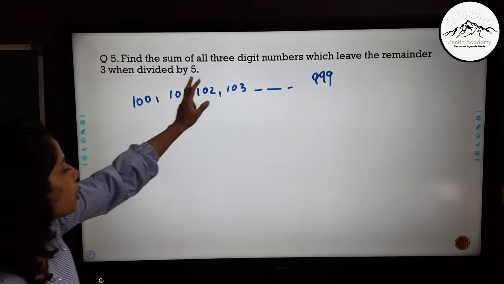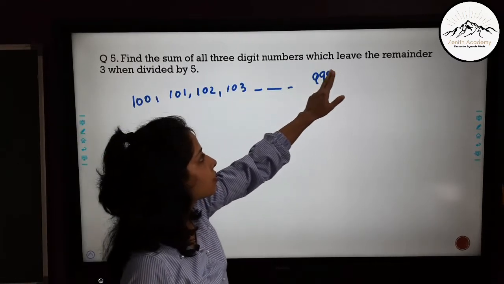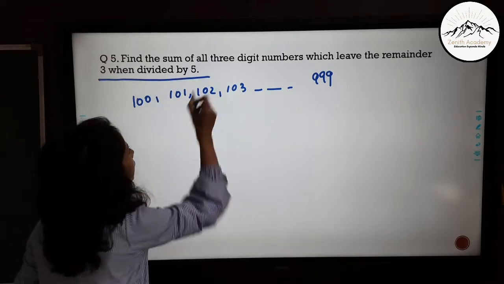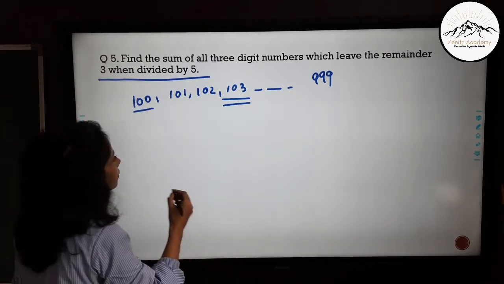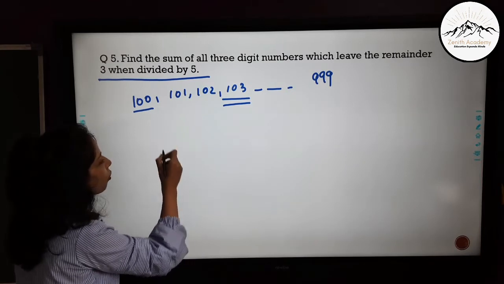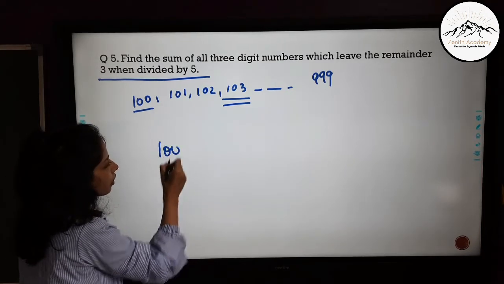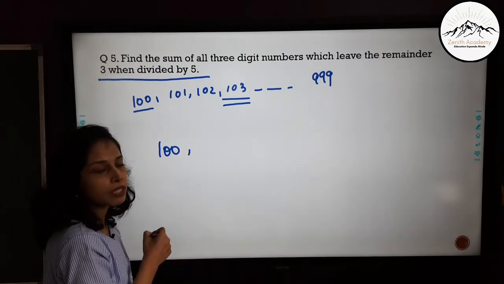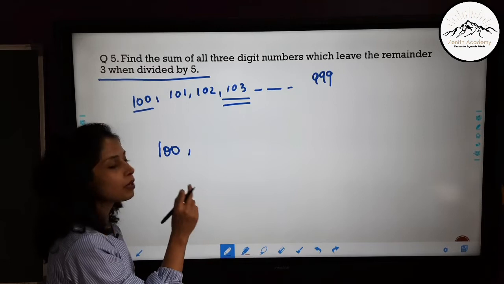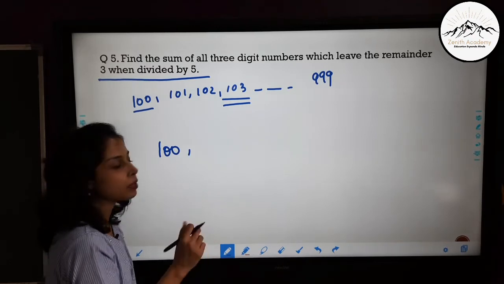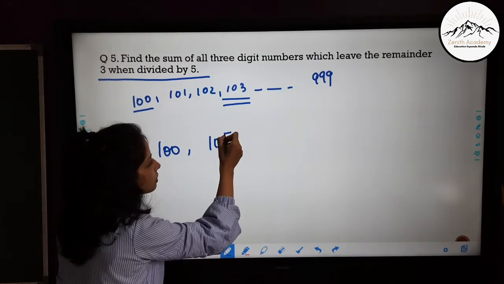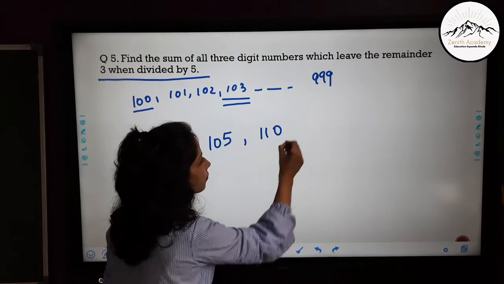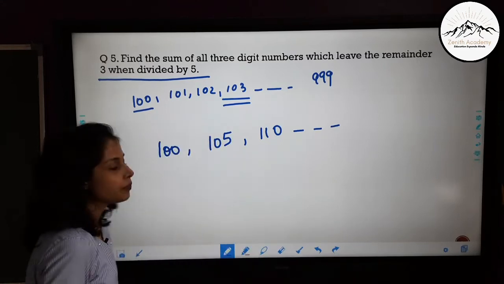Now in the question we have been asked for three-digit numbers which leave the remainder 3 when divided by 5. The logic behind this is simple. What numbers are divisible by 5? 100 is divisible by 5. We know the property of divisibility by 5: the numbers ending with 5 or 0 will be divisible by 5. So the next number divisible by 5 is 105. Next is 110 and so on.